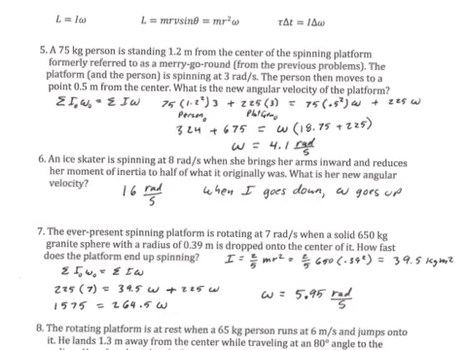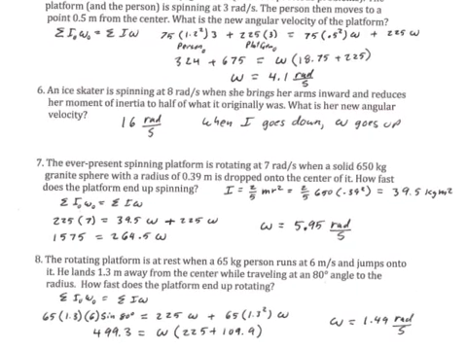Our next one here, all right, let's see what we've got. The platform is spinning at 7. We're going to drop a boulder onto the center of it. Okay, so the first thing I've got to do is figure out what is the I of the boulder. What is the moment of inertia of the boulder? It's a solid sphere, so it's 2/5 mr squared. 2/5, 650 is its mass, r squared is 0.39 squared. That gives me 39.5 as the moment of inertia of the boulder.